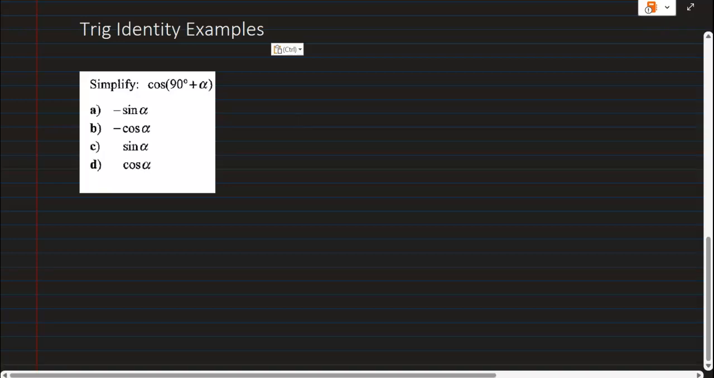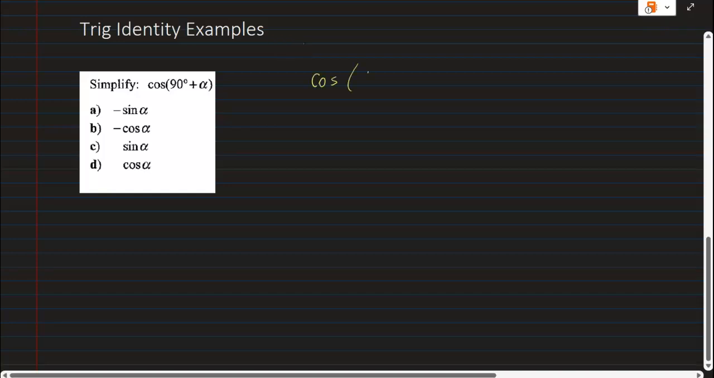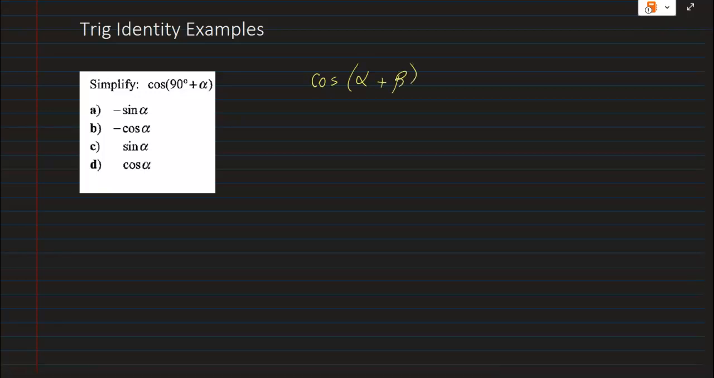And if you remember, this is the relation that we're going to use: cos of alpha plus beta, just two different angles, doesn't matter what they are, is equal to cos of alpha cos of beta minus sine of alpha sine of beta. That's what we're going to use.